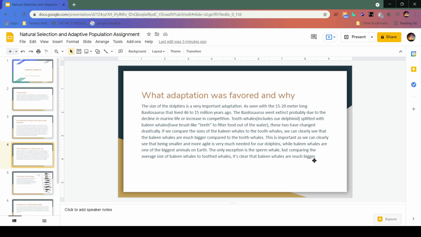This is probably because baleen whales are slower and more efficient, as they lose less energy to body heat, and they eat smaller prey but in large amounts, while our toothed whales have to chase after their prey, which means they have to be smaller and more agile. So that's why size matters so much.